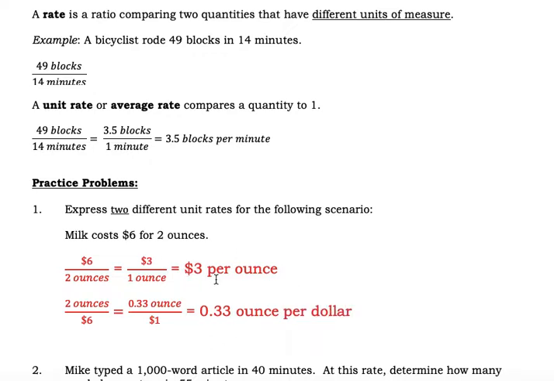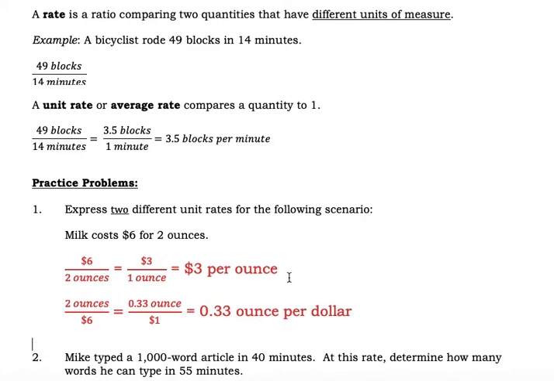So I basically was able to determine 2 different pieces of information. Based on this cost, I would be paying $3 for every single ounce that I purchase. Or I can also think of it this way. I would be getting 0.33 ounces of milk for every single dollar that I spent. So let's try a different problem now.